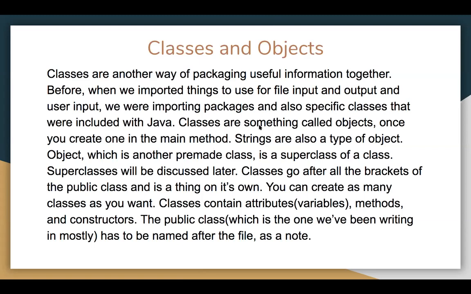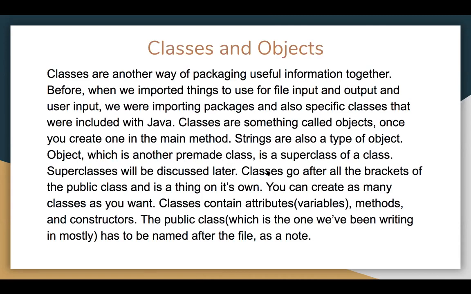So classes are something called objects once you create one in the main method. Strings are also a type of object. If you can remember all the way back to Java 1, I mentioned that strings are not a type of primitive data type. And this is where that comes in. Strings are a type of object, and so are classes, which you'll see an example of. Object, which is another pre-made class included with Java, is a superclass of class. Superclasses will be discussed later in the course.